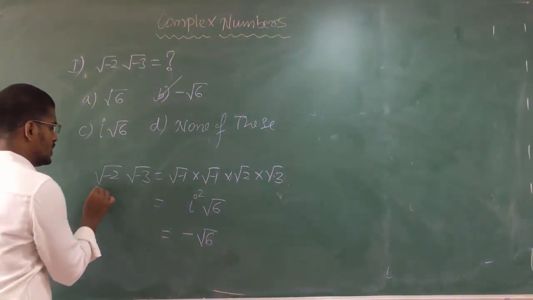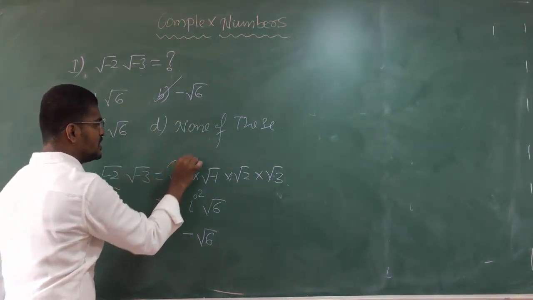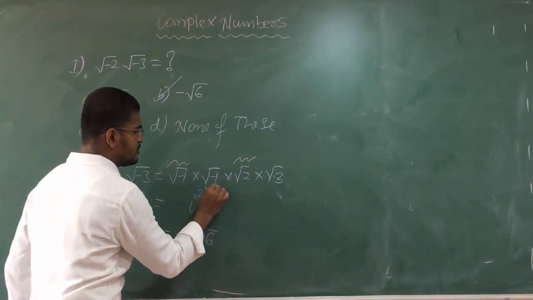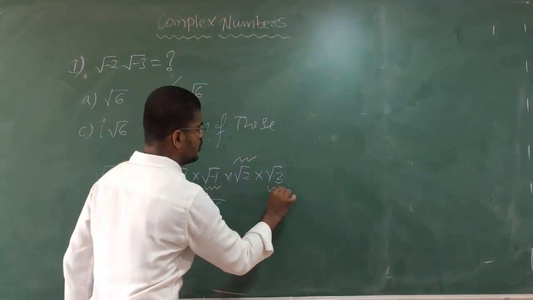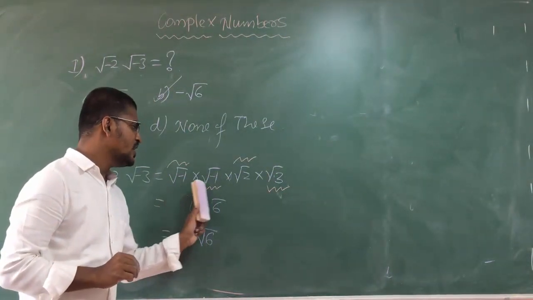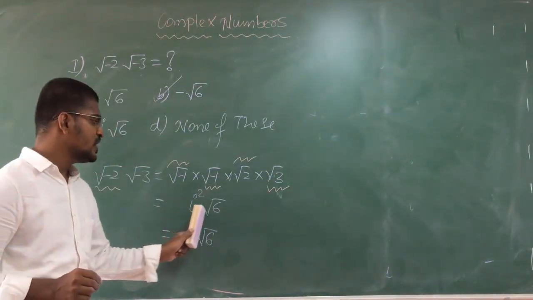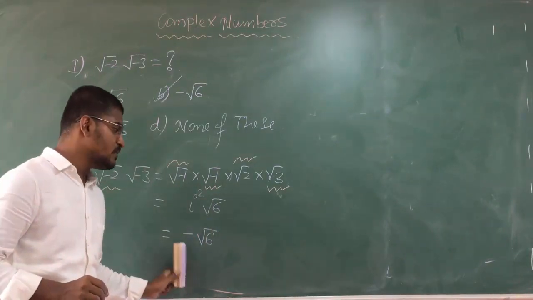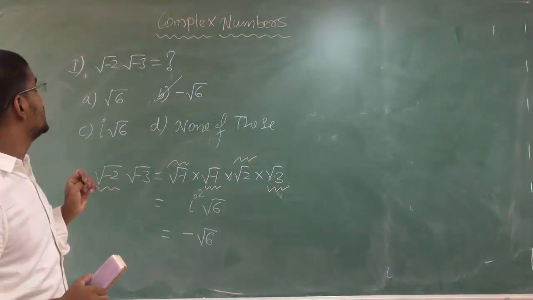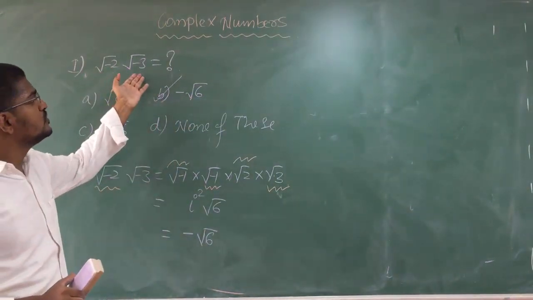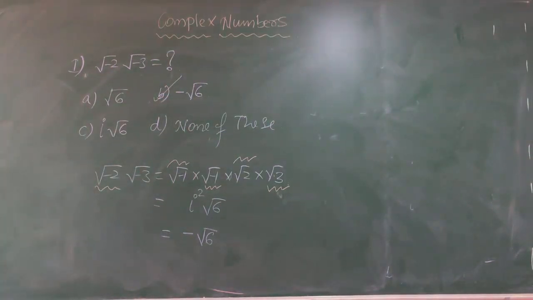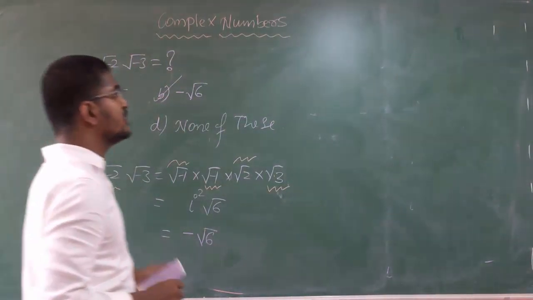Please make note that this can be written as minus root 1 into root 2, and minus root 3 can be written as minus root 1 into root 3. Clear? So this is i, this is also i, and i into i will be i square into root 6, and i square is minus 1, so minus root 6. From this we can say that minus root 2 into minus root 3 is minus root 6. Okay. Let us go for the second one.